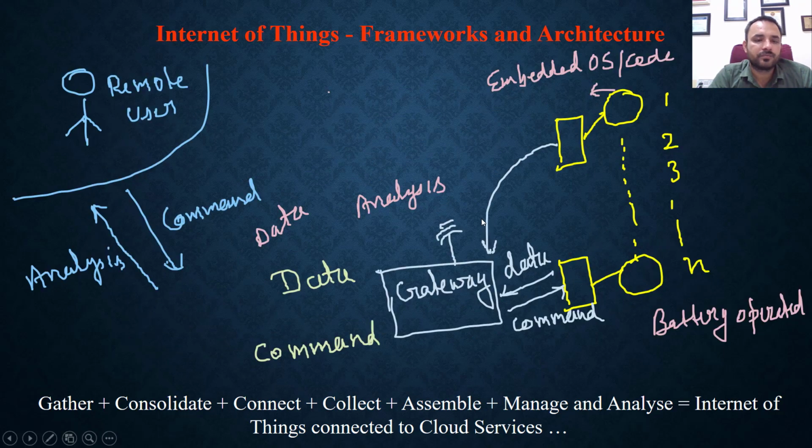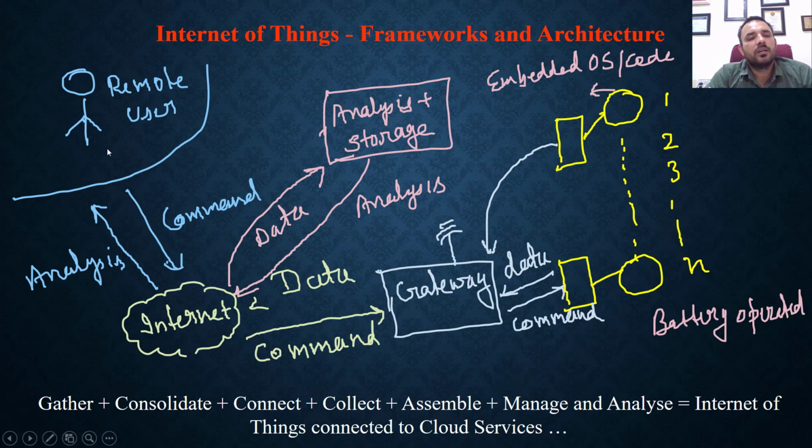Now this remote user wants some data from these IoT devices. How does the process work? First he sends the command to the internet, saying that I need so and so data. With the help of a mobile phone, with the help of some commands, or directly to the internet, he sends these commands. Now the internet sends these commands to the gateway. Fine. This gateway sends these commands to the IoT devices. And now again back.